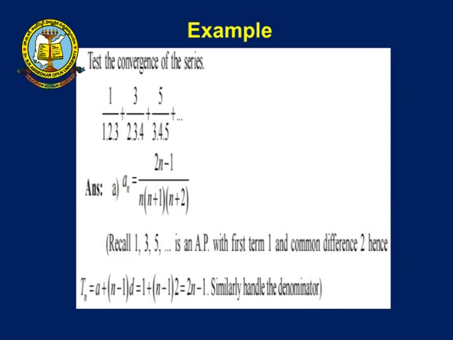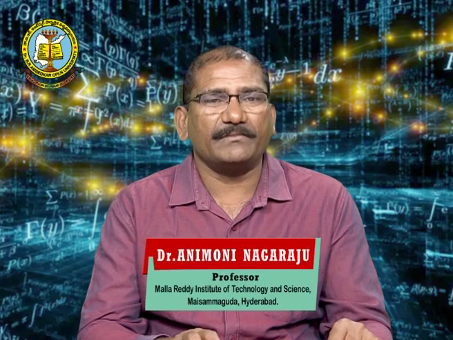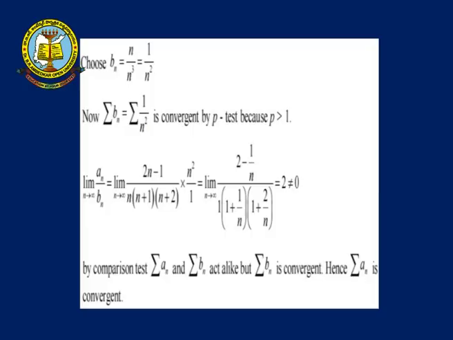The denominator is n for the first term, n plus 1 for the second, n plus 2 for the third, so it is automatically increasing. So the nth term I can take as a_n equal to 2n minus 1 by n into n plus 1 into n plus 2. Whenever a problem like this is given, we can go for arithmetic progression and identify the nth term that way. Now b_n: in the numerator, take n common, giving 2 minus 1 by n. In the denominator, taking the common n, we get n cube. Numerator n over n cube gives 1 by n square. Here b_n equal to n by n cube equal to 1 by n square.